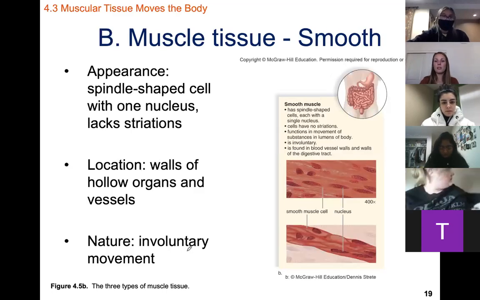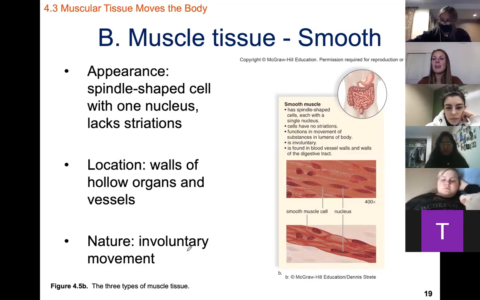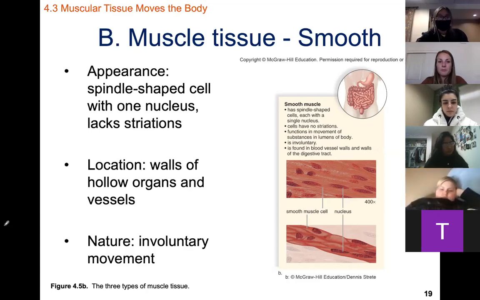There's a couple of other examples where the nature is involuntary, which means that you don't have to think about it, which is very helpful, right? After every time you eat some food, you don't have to say, okay, stomach, it's time to digest the food now. You don't have to do that. The smooth muscle in the walls of your hollow organs and vessels allows your body to do this without you having a cognitive behavior of it.